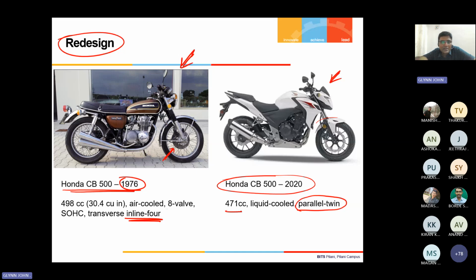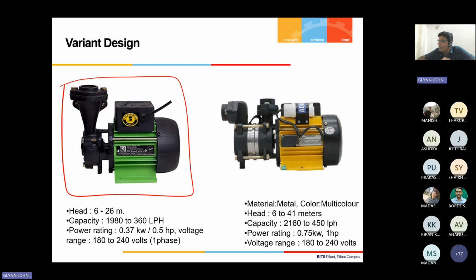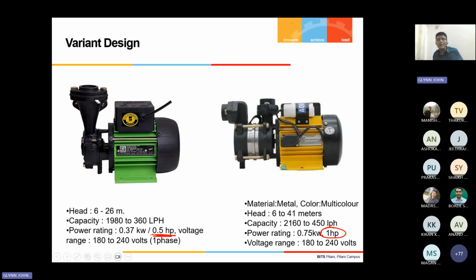Now this is true for all the cars, right? All motorcycles, scooters, and everything. Now in the case of variant design, again it is redesign, right? Now you have a motor which is how much? Half HP. Now in this case, right? Now you have another motor which is 1 HP. Now, if you look at this, everything will be the same, right? Material will be the same, working principle will be the same, only the capacity changes, right? Or just one parameter changes, just one thing changes, right?